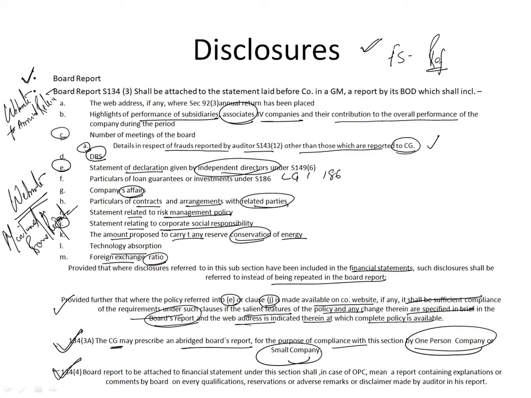Now, such board report shall form an attachment to the financial statement under this section. In the case of an OPC, it means a report containing an explanation of the comments by the board on every qualification, reservation, adverse remark, or disclaimer made by the auditor in his report. So, speaking in general, the board report is required to be attached with the financial statement for any other company. But when we talk about an OPC, the report that contains the explanation or comments by the board on any qualification, reservation, adverse remarks, or disclaimer made by the auditor in his report is required to be attached to such financial statement.